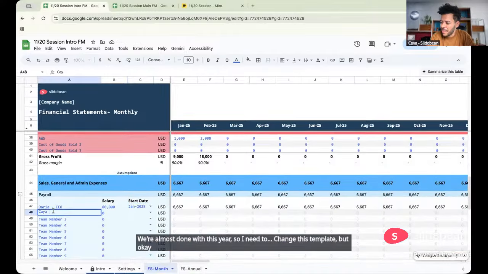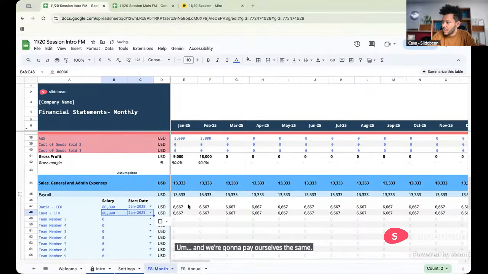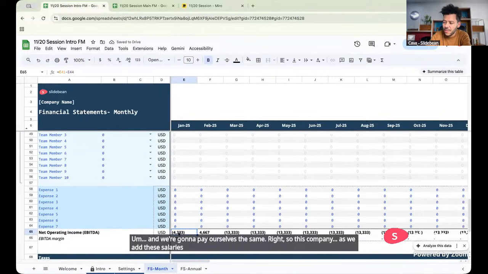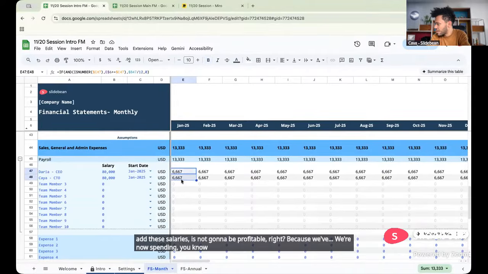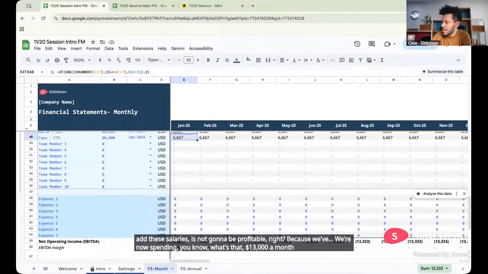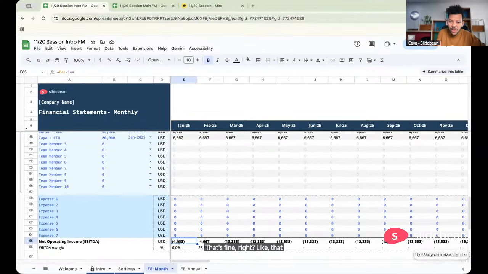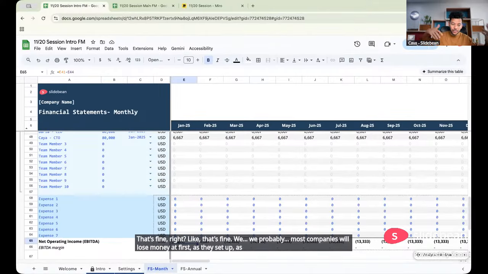And then I'm going to add myself as CTO. Let's do that. And we're going to pay ourselves the same, right? So this company, as we add these salaries, is not going to be profitable, right? Because we're now spending, what's that, $13,000 a month. We only made 10,000 and we lose money, but that's fine, right? Most companies will lose money at first as they set up, as they build products and so on.